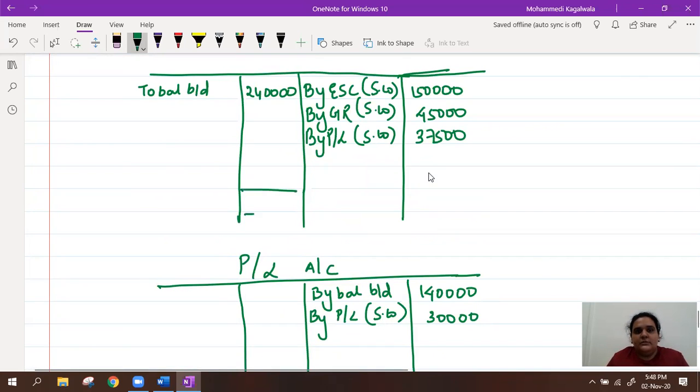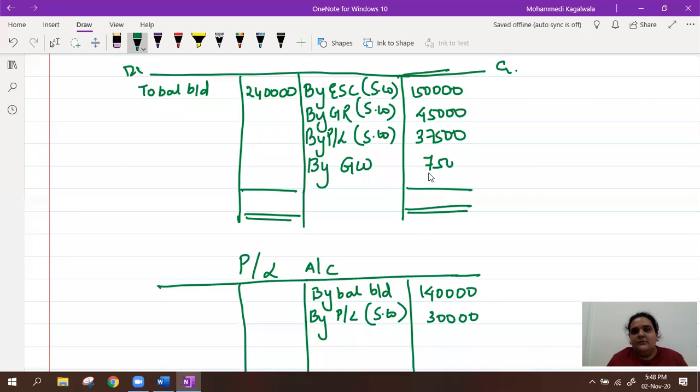Okay, now I will just close my ledgers. When I close, I'll come to know whether there is goodwill or whether there is capital reserve. This is debit, this is credit. Okay, so 2,40,000 minus 1,50,000 minus 45,000 minus 37,500. 7,500 I'm getting. So it is by goodwill 7,500.